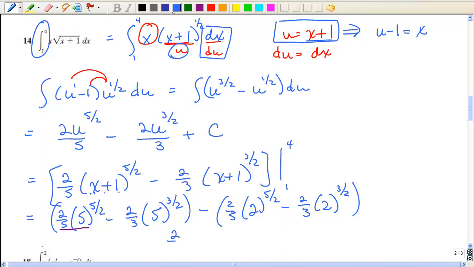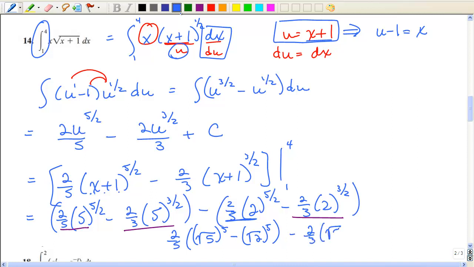Let's see, I'm going to make this 2/5 times the square root of 5 to the 5th power minus the square root of 2 to the 5th power. That's these two terms, and I'm going to come back and get those. So that's going to be minus 2/3 times the square root of 5 cubed, and minus would be plus 2/3 square root of 2 cubed.